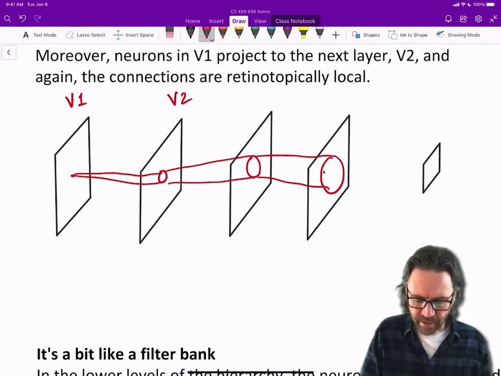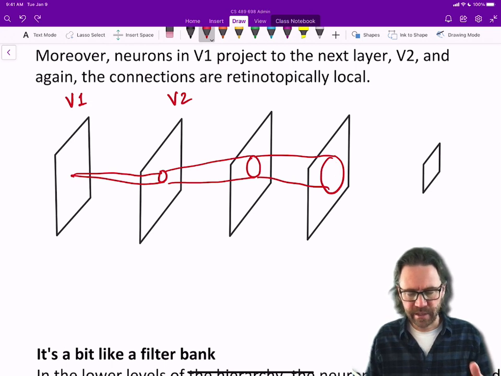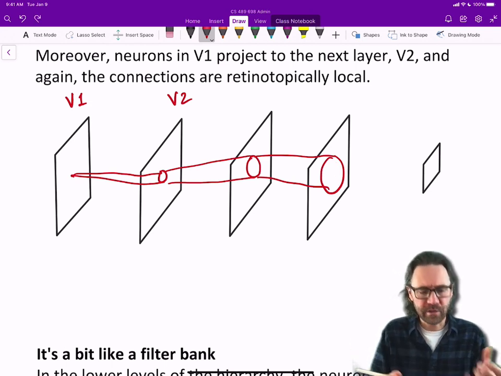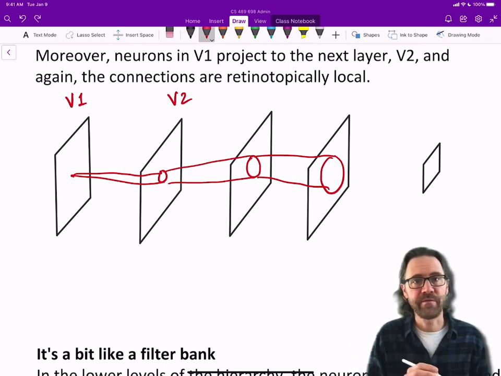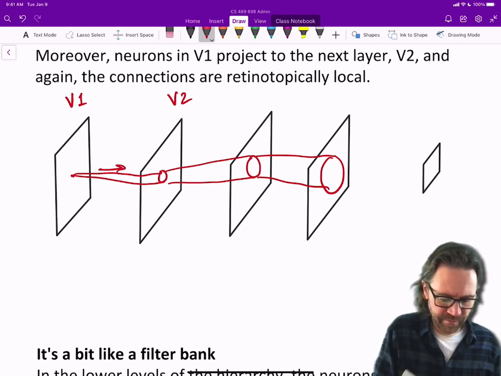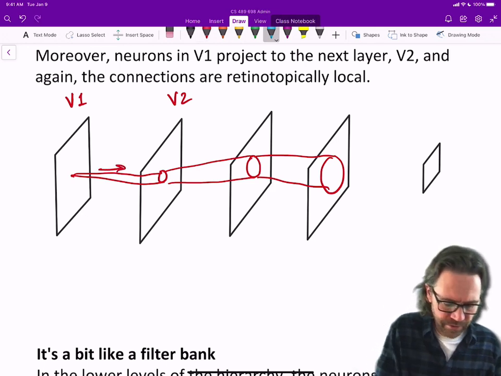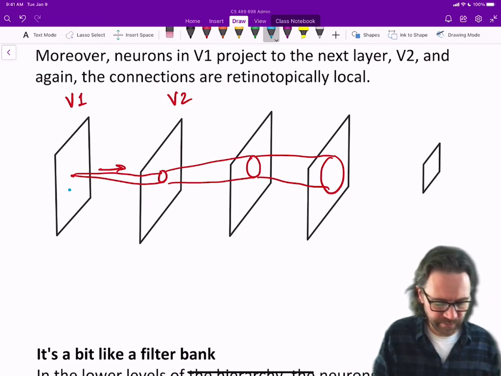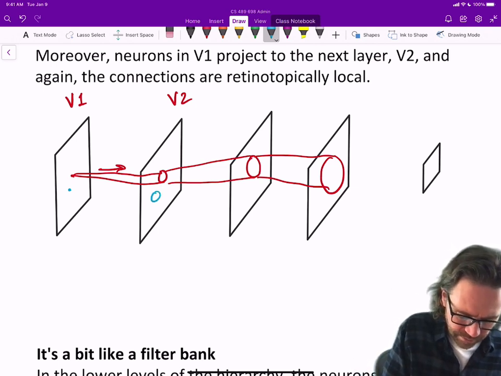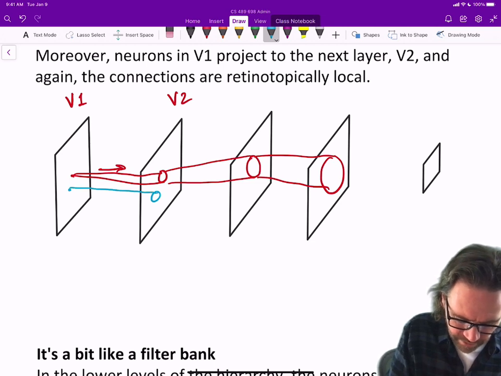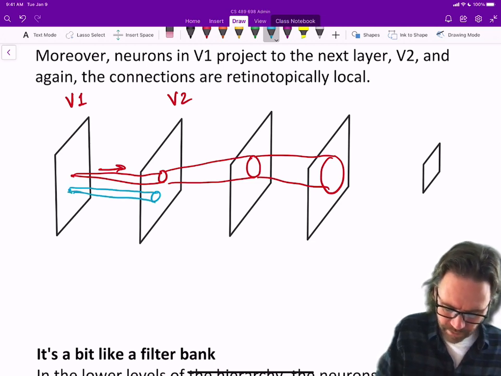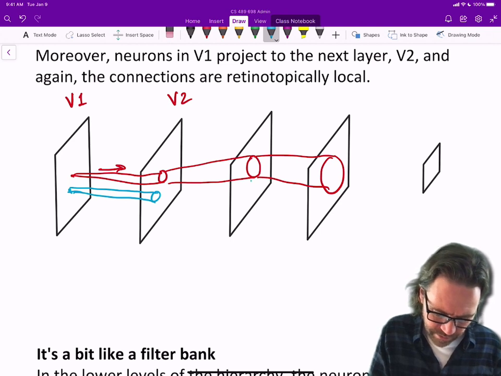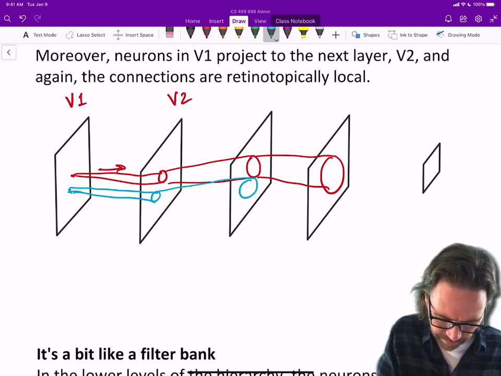So every neuron in this region over here has input ultimately from this neuron way over here on the left. So information is going this way. We also got a different neuron here. So it's a different neuron in V1, representing a different part of the visual field, but it projects to a different region in V2, which again projects to a sort of bigger footprint in the next layer.